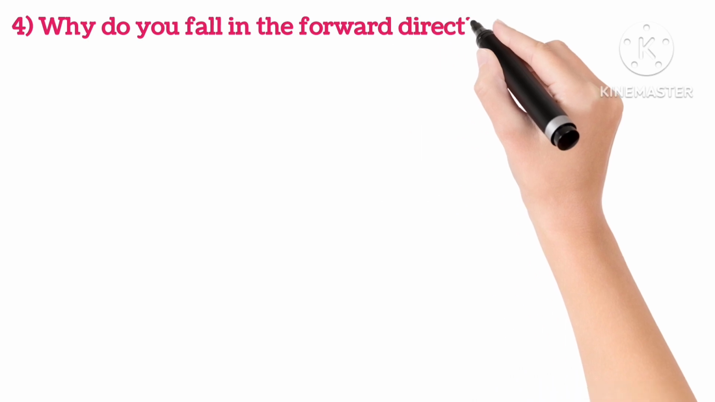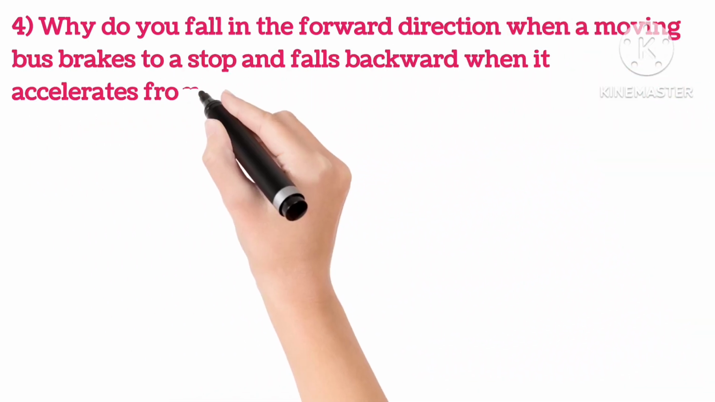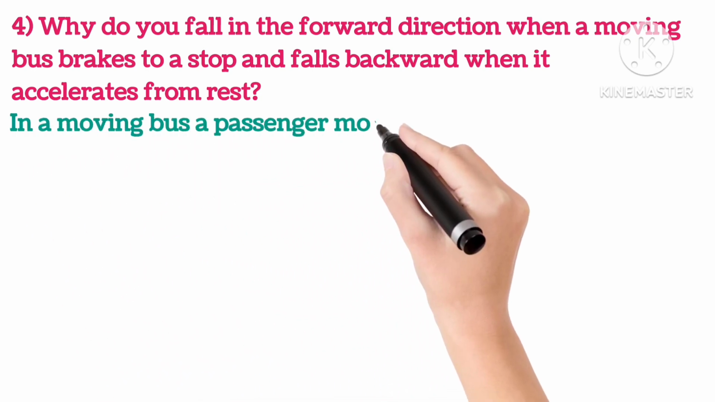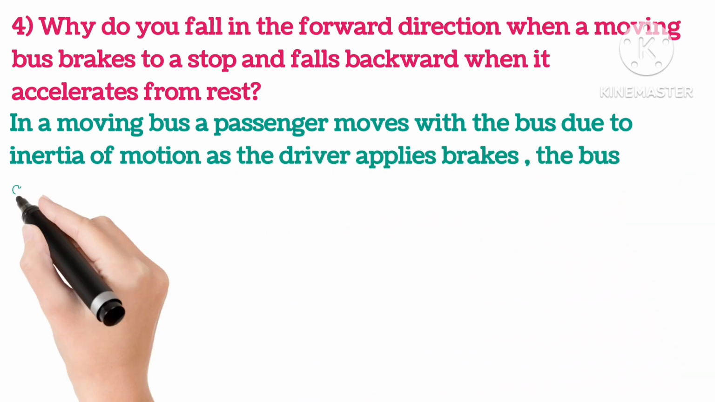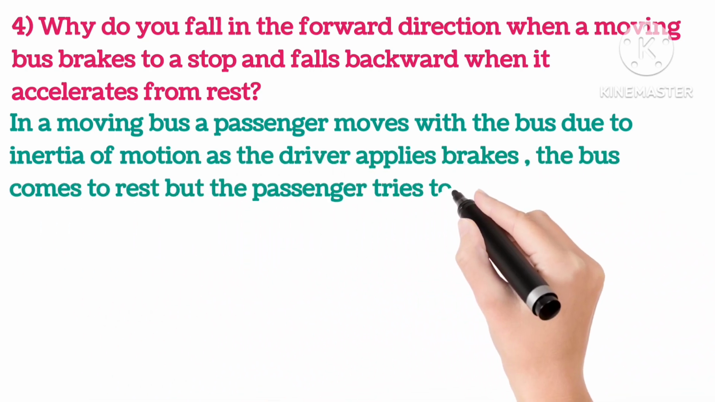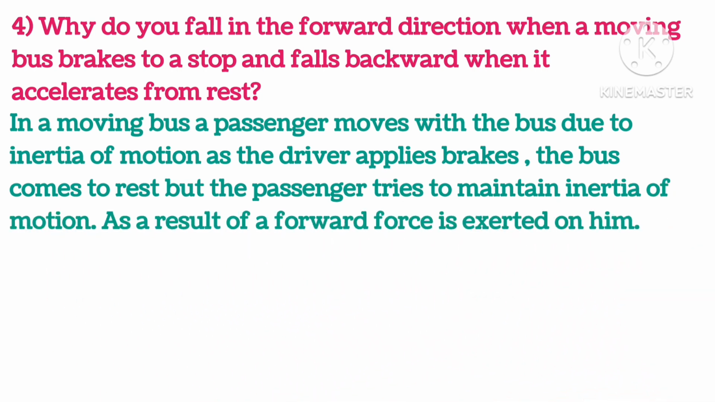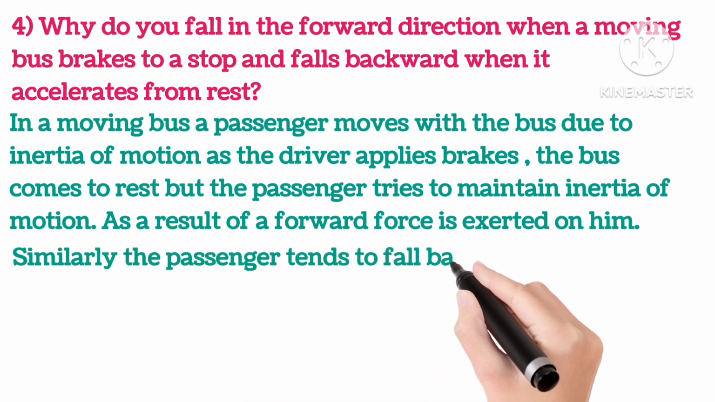Why do you fall in the forward direction when a moving bus brakes to a stop and fall backward when it accelerates from rest? In a moving bus, a passenger moves with the bus due to inertia of motion. As the driver applies brake, the bus comes to rest, but the passenger tries to maintain the inertia of motion. As a result, forward force is exerted on him.